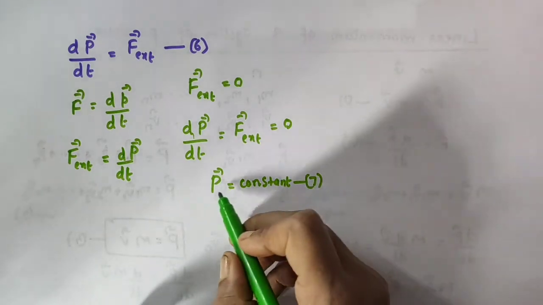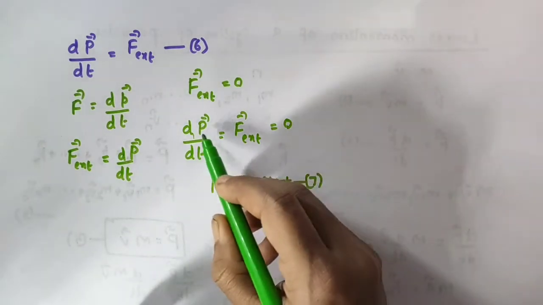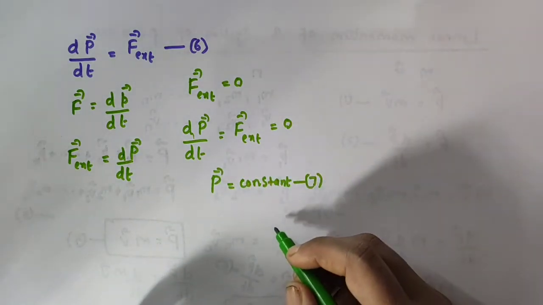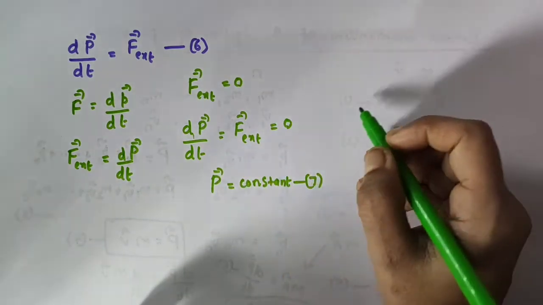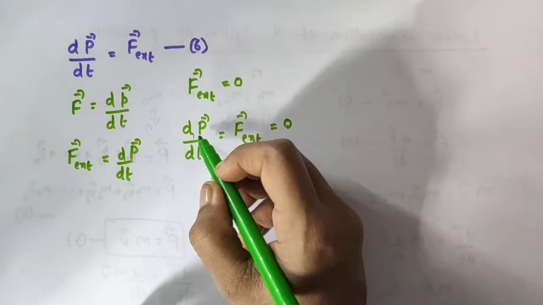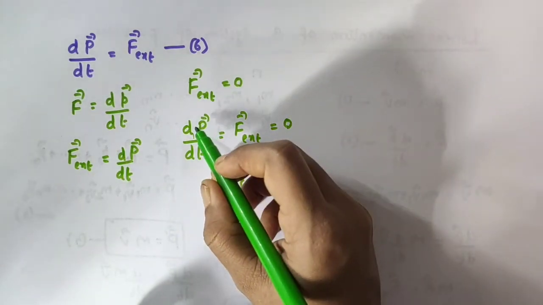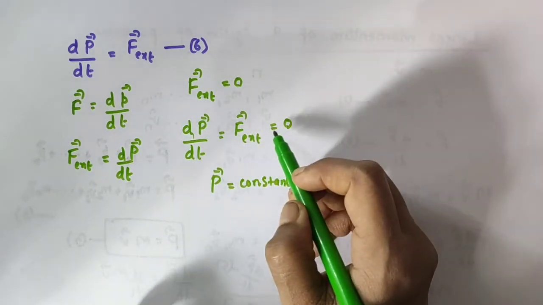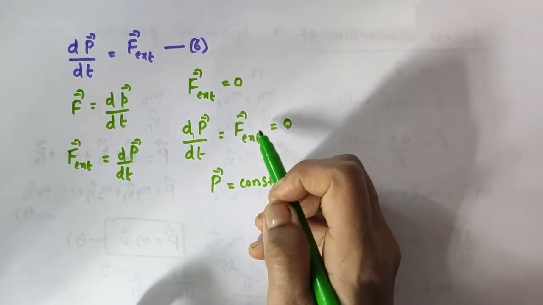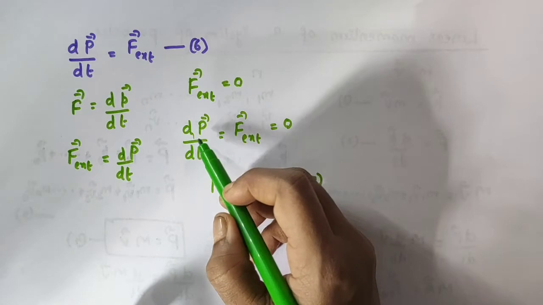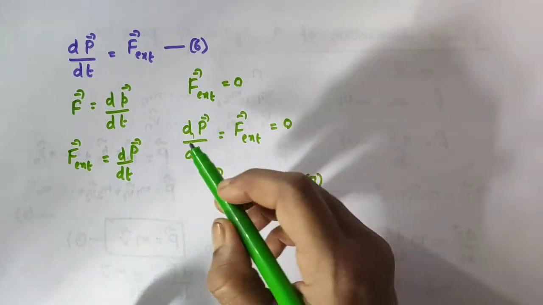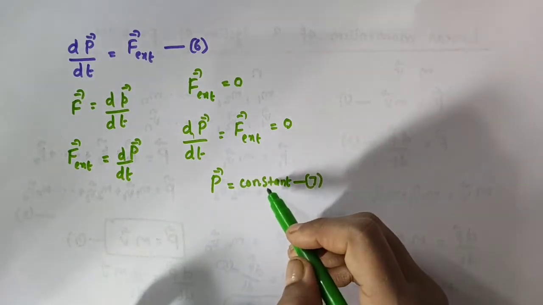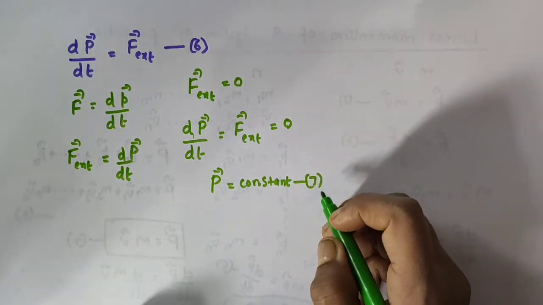The derivative of vector P equal to 0 means vector P is a constant, since the derivative of a constant is 0. Here the derivative of vector P is equal to 0, so vector P must be a constant. Then only its derivative with respect to time will be 0. So we can write vector P equal to a constant. I am taking it as equation number 7.